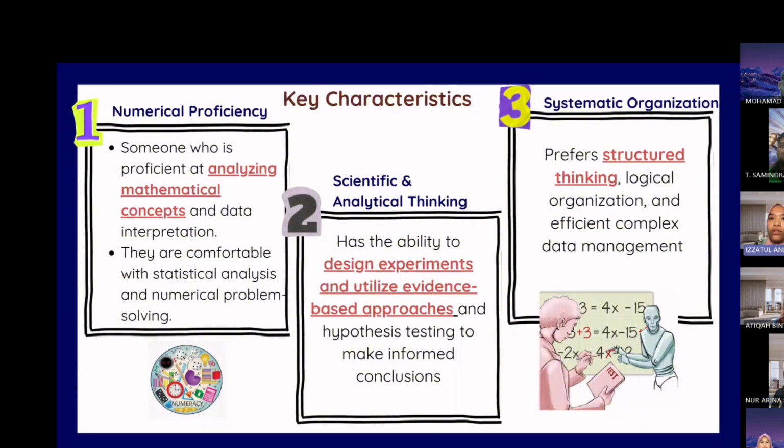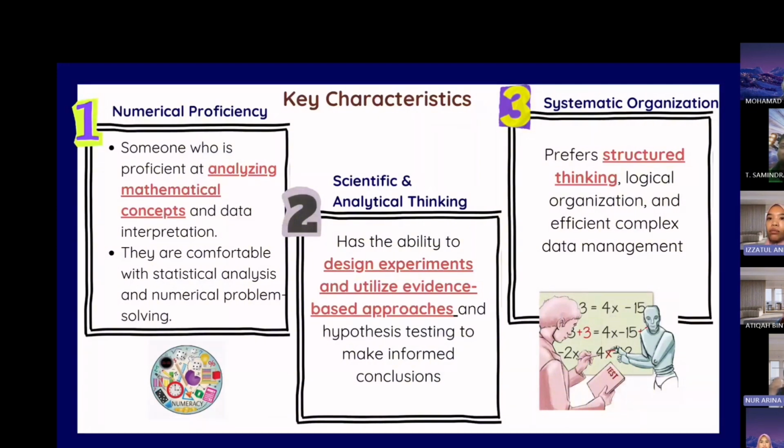First, numerical proficiency. This refers to the ability to work confidently with numbers. People with this trait are skilled at analyzing mathematical concepts and interpreting data. They feel comfortable when working with statistics and solving numerical problems, whether it's in a lab, a business setting, or daily life. Second, scientific and analytical thinking.